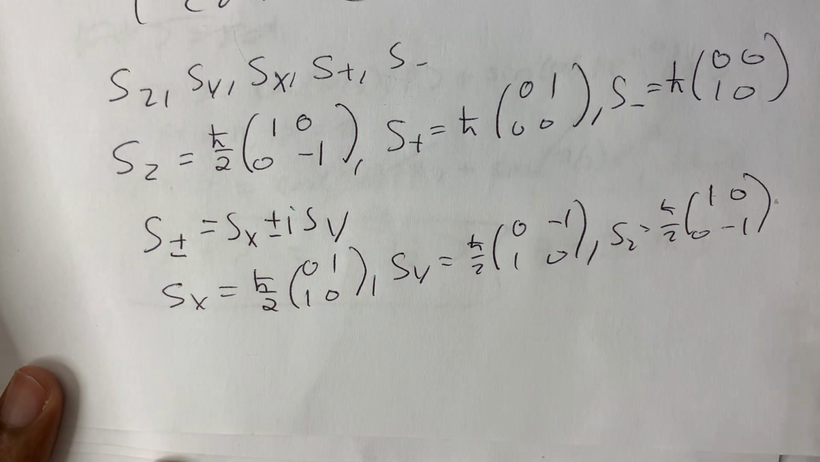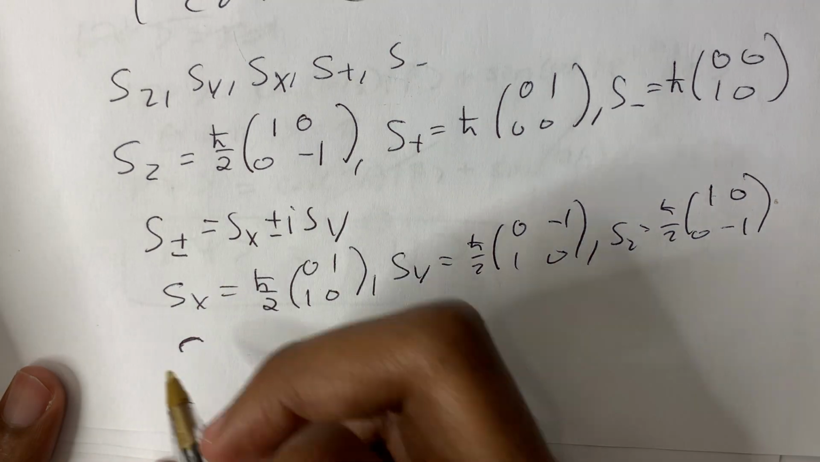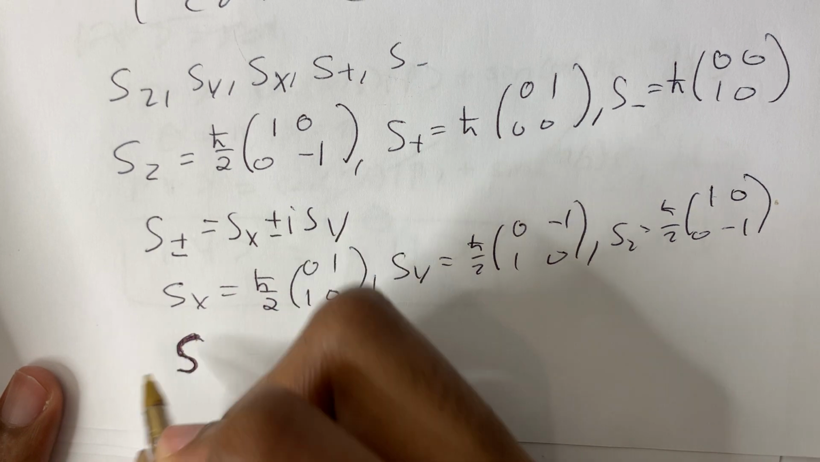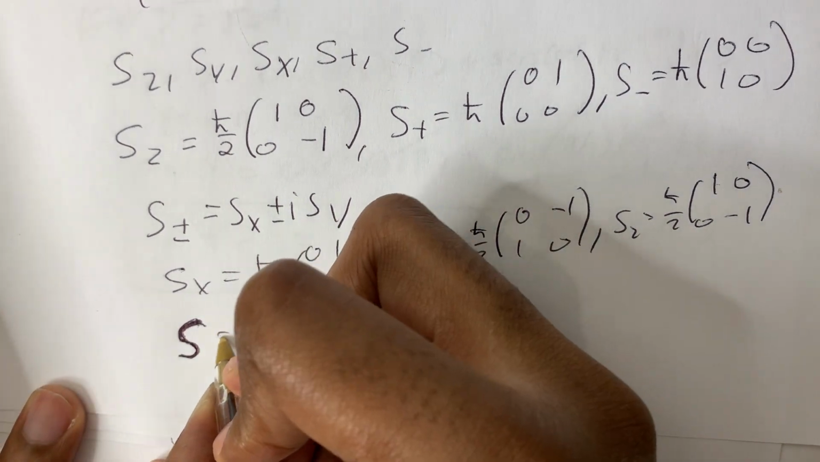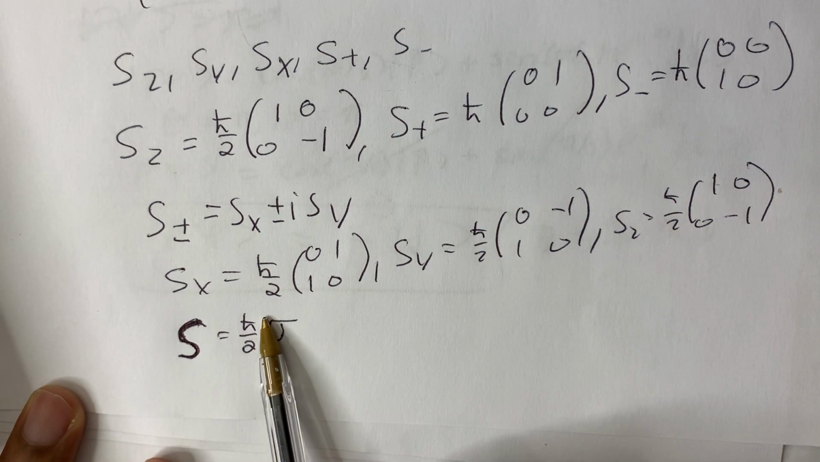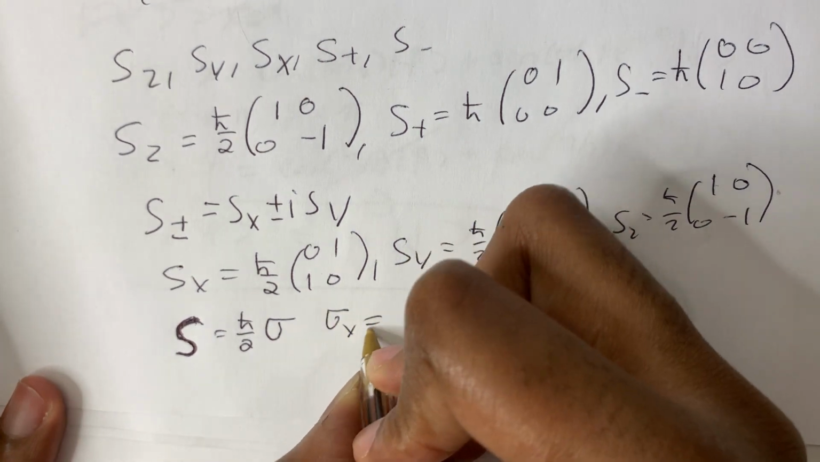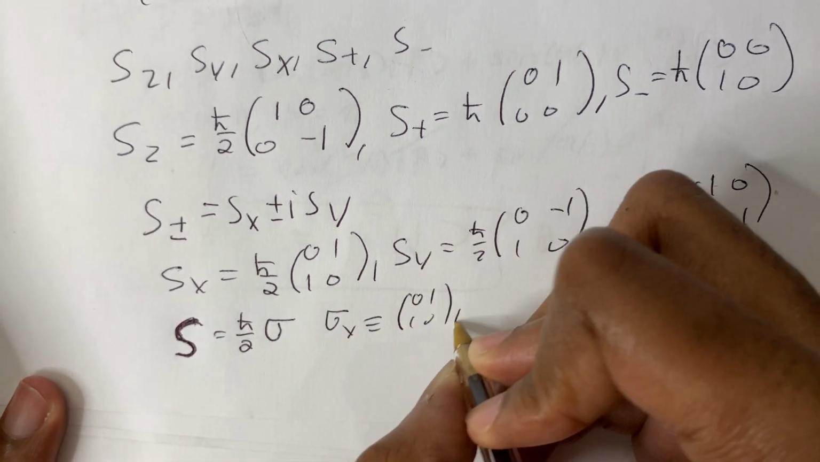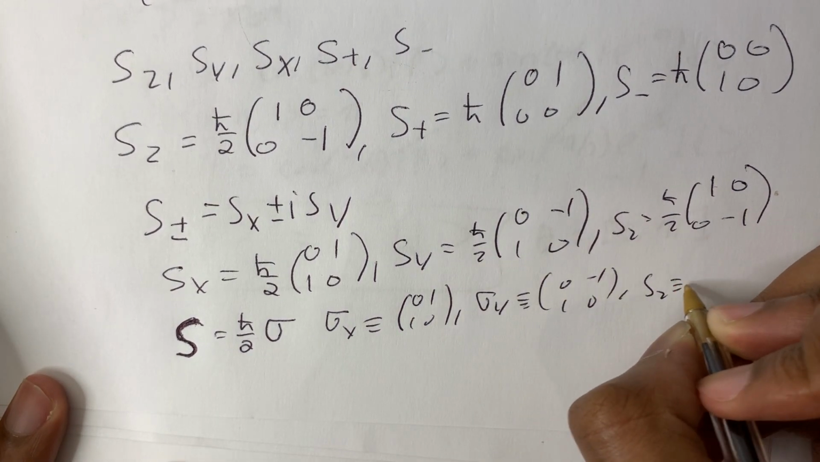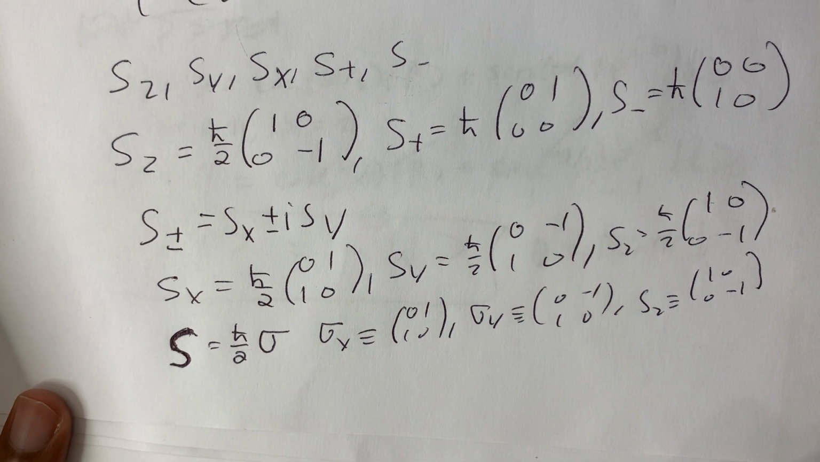So what we can do now is abstractify this a bit, make this a bit more general. Some general spin operator is going to be h bar over 2 times this sigma over here, where sigma x is defined as 0, 1, 1, 0, sigma y is defined as 0, minus i, i, 0, and sigma z is defined as 1, 0, 0, minus 1. Alright.